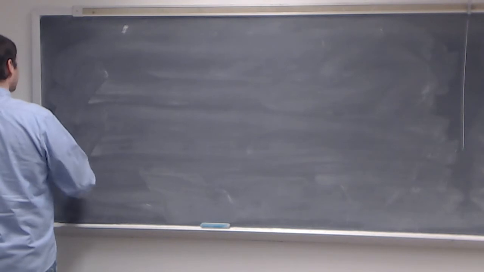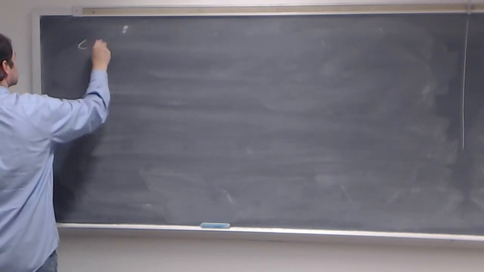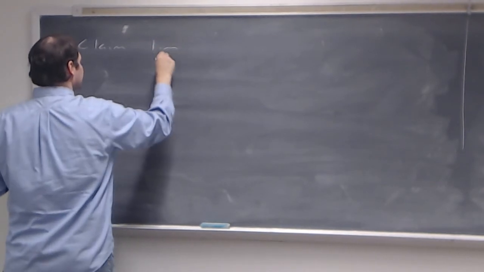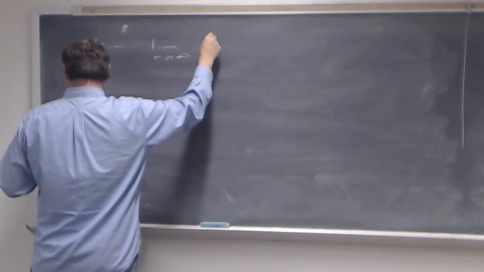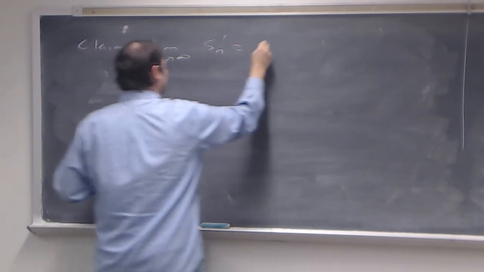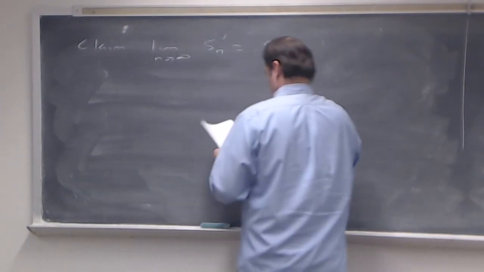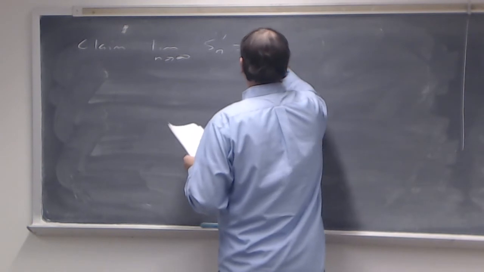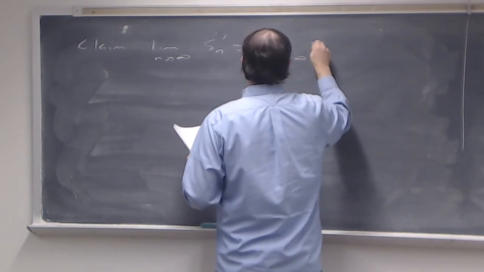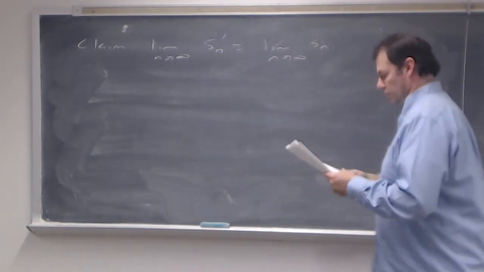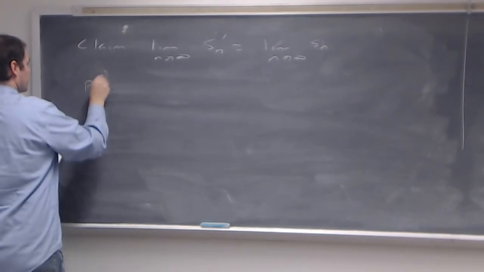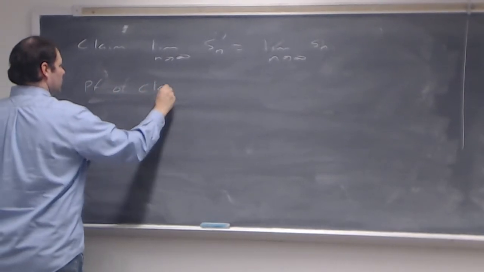Okay, now from this, what I'm going to claim is that the limit as n goes to infinity of s of n prime is equal to s, which is the limit as n goes to infinity of s of n. And that's what we're trying to prove, so here's the claim. Okay, so here's my proof of the claim, and this will give us the result we're looking for.